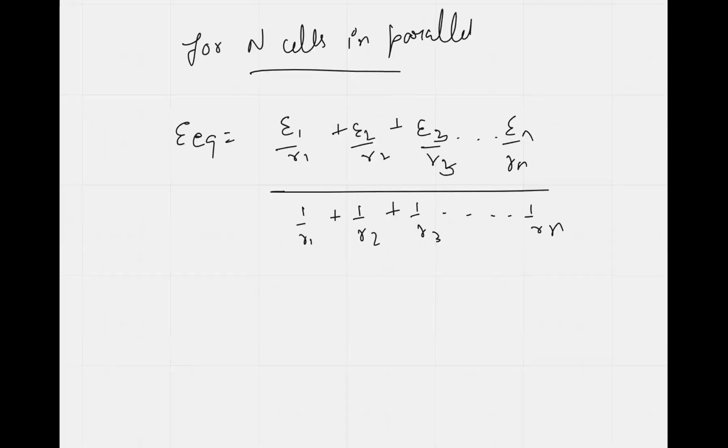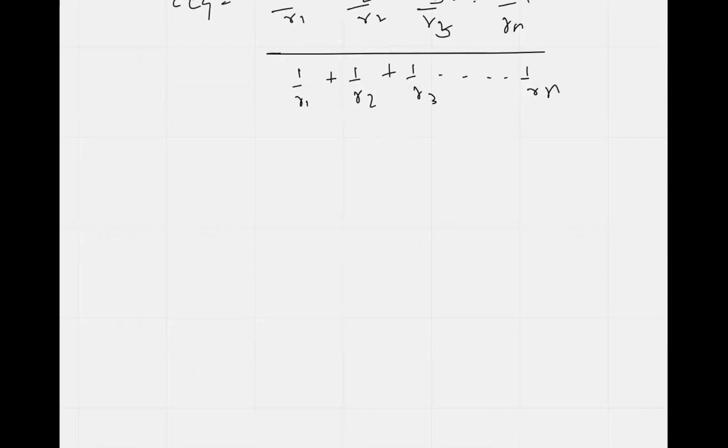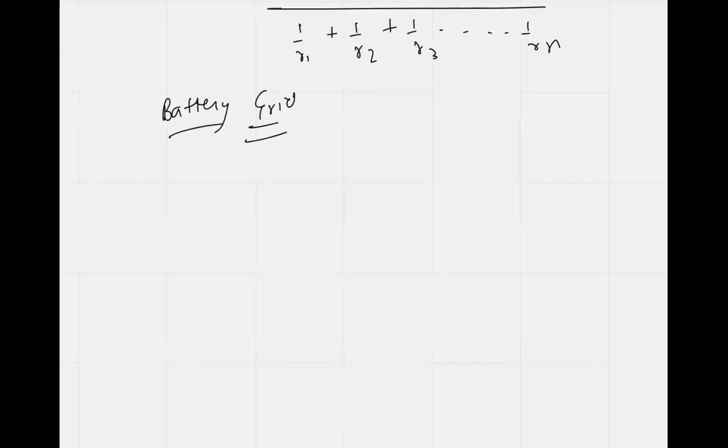Okay, so Kirtan, I'm giving you one problem, a battery grid. When I say a battery grid, this is a long wire with lots of batteries connected in between. You have something like this: E, R, E, R, E, and another R, and so on.